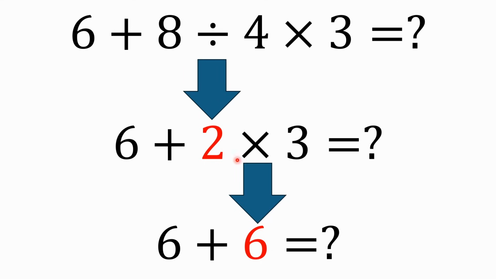Multiplication now, at this stage on the second line, has precedence over the addition. So here we'd multiply 2 times 3 and get 6. 6 plus 6 is equal to what? Well, obviously 12. So 12 would be the correct answer.